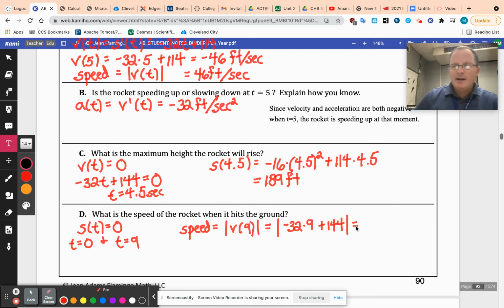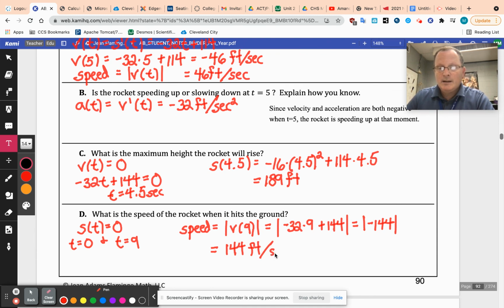And then absolute value, again, my graphing calculator on the computer is gone. I've got to get that back. So negative 32 times 9 plus 144 is negative 144, for real? Okay. So this is going to be the absolute value of negative 144, which is going to be 144 feet per second. And there we go. All right, so that is all for example 7.